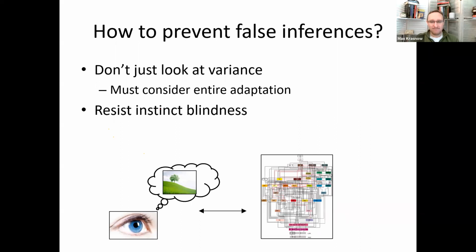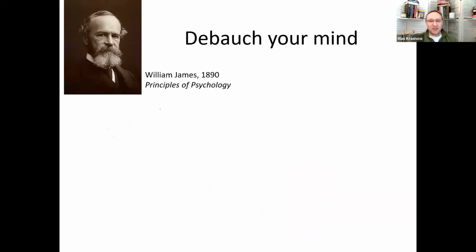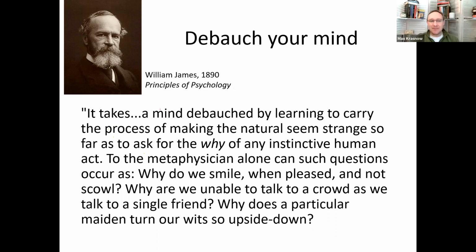This was our analogy for vision. But actually, Simon Baron-Cohen wasn't the first one to point this out. William James, the father of psychology in the United States, actually made this case all the way back in the 1890s in his book, Principles of Psychology. He wrote, "It takes a mind debauched." Debauched means kind of like ruined or made impure. "It takes a mind debauched by learning to carry the process of making the natural seem strange so far as to ask for the why of any instinctive human act.